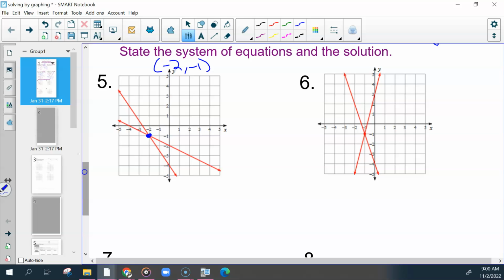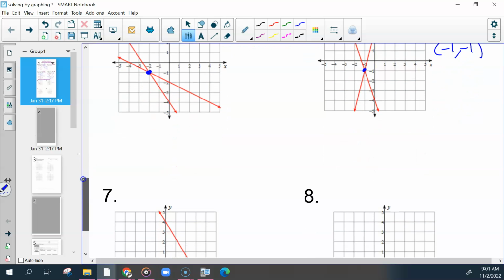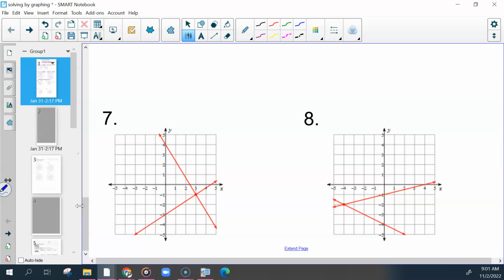So what is the solution for 6? Negative 1, negative 1. For 7, three, negative 1. And then for 8. Negative 4, negative 2. So with your solution, make sure you're reading it x then y. Make sure you have your negatives.